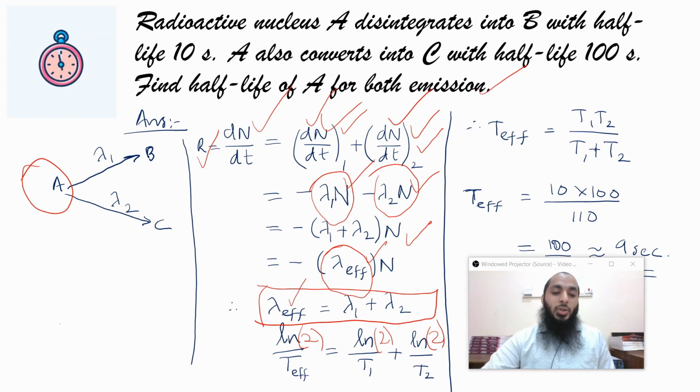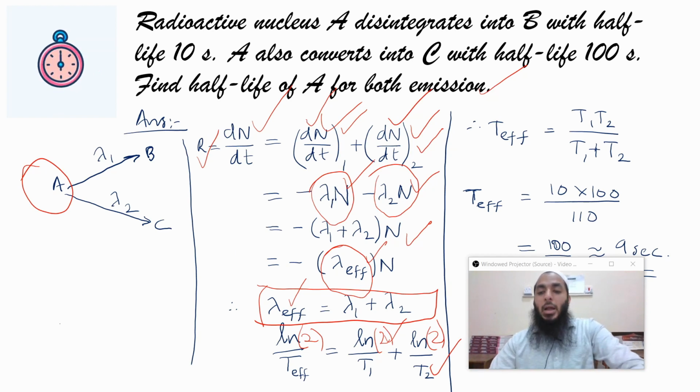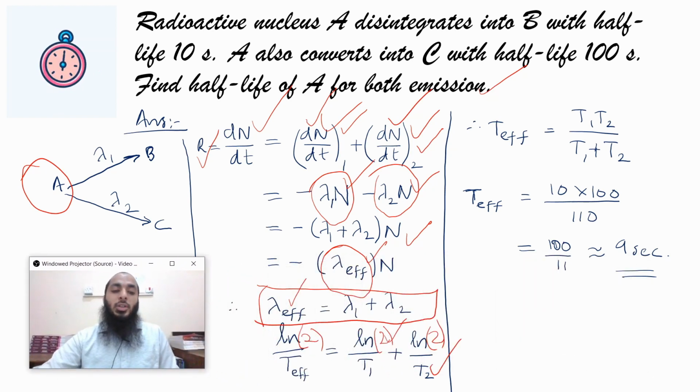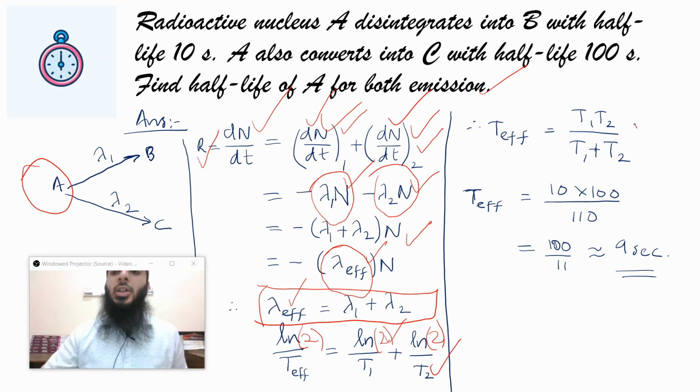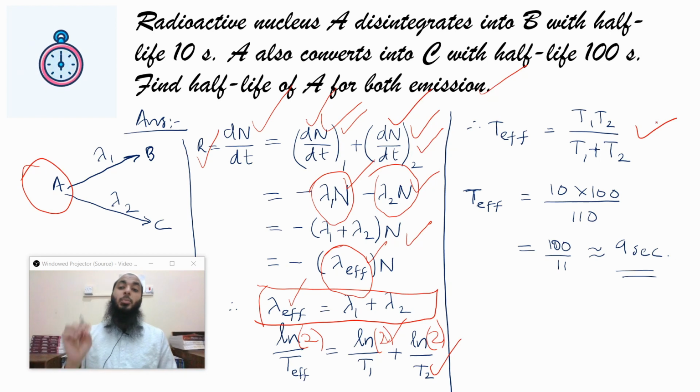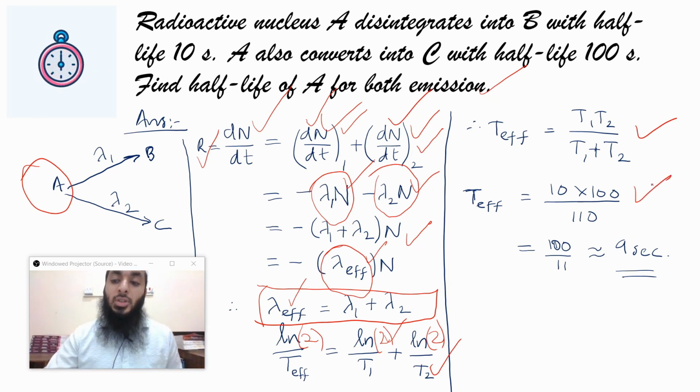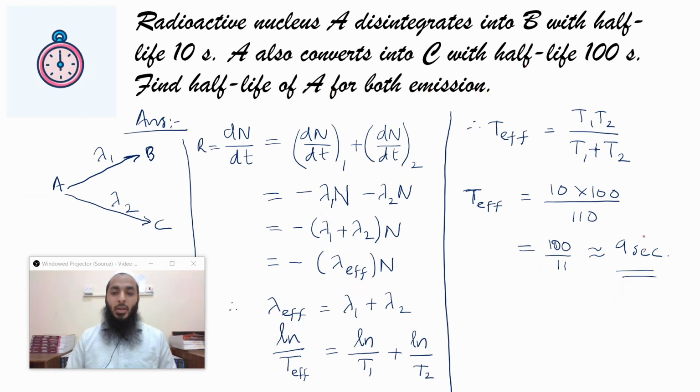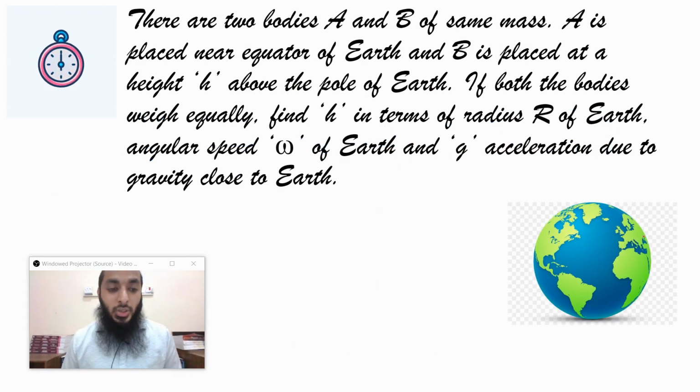So ln 2 divided by the half-life of the combined process for both emissions is equal to ln 2 divided by the half-life of the first emission, that is A, production of B, plus ln 2 divided by the half-life of C. So ln 2 will get cancelled everywhere, and you get 1 by T effective is equal to 1 by T1 plus 1 by T2. If you rearrange, you will get T effective is equal to T1 into T2 divided by T1 plus T2. If you substitute, you will get approximately 9 seconds. Hope it is clear.